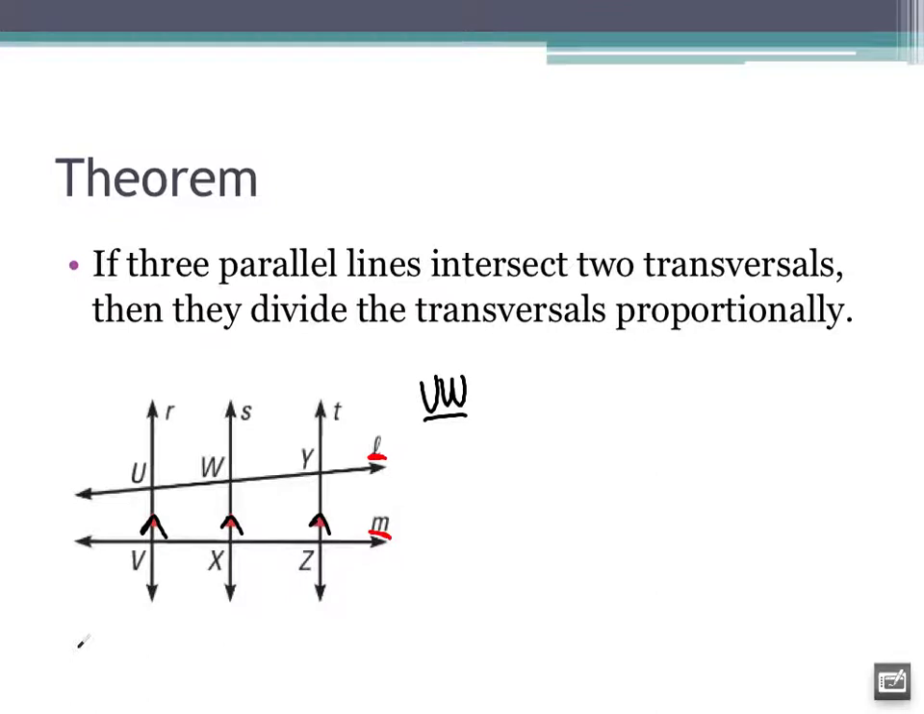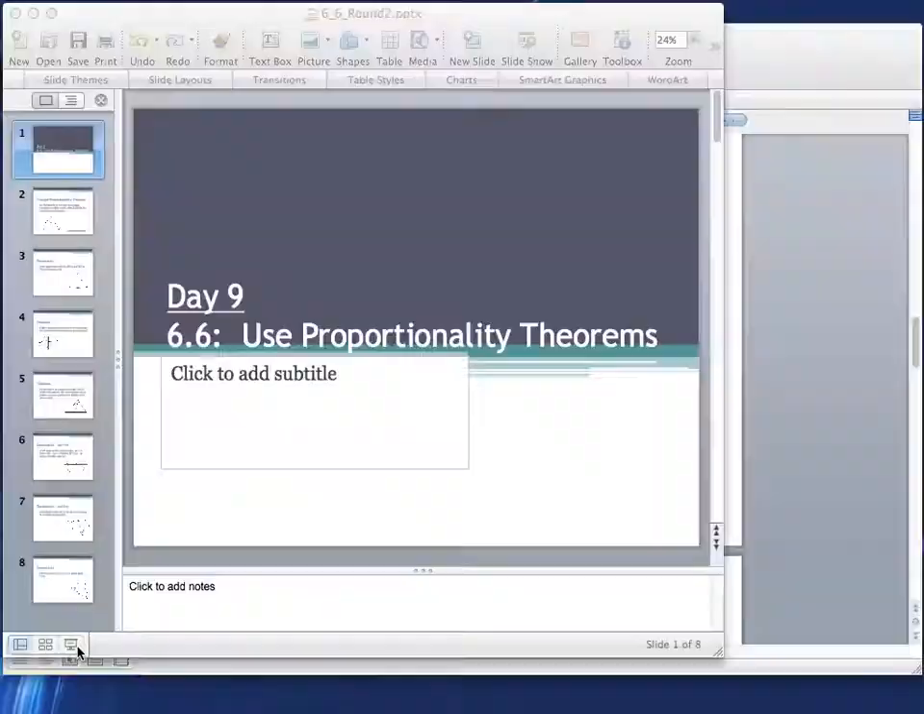UW, that's this one, goes with WY. That's going to be proportional to VX over XZ. So this first ratio goes with our first transversal, UW over WY. The second ratio goes with the second transversal, VX over XZ. So let's see an example.